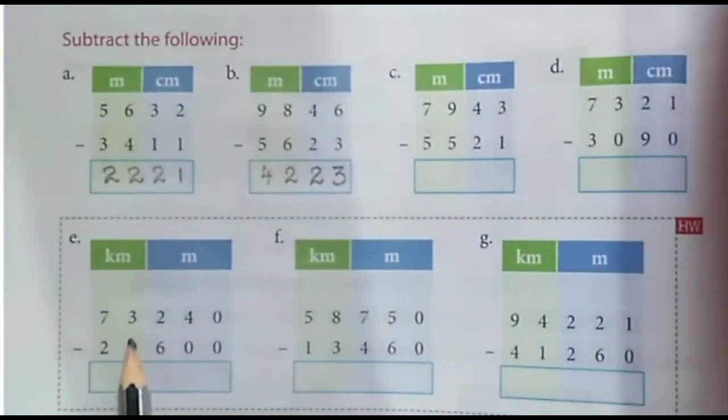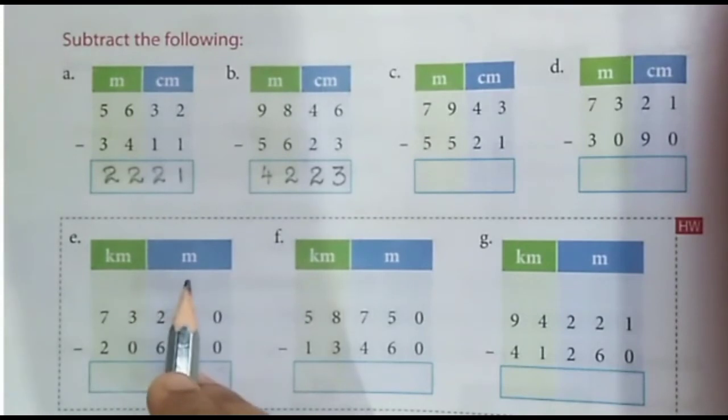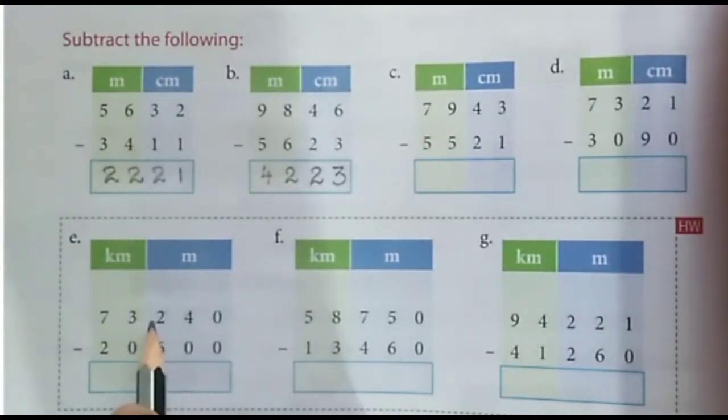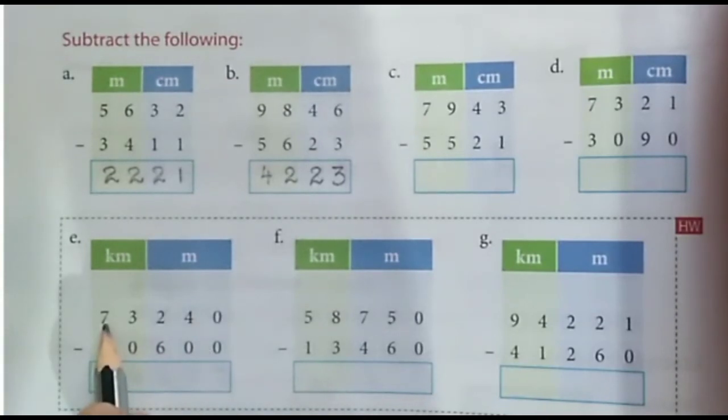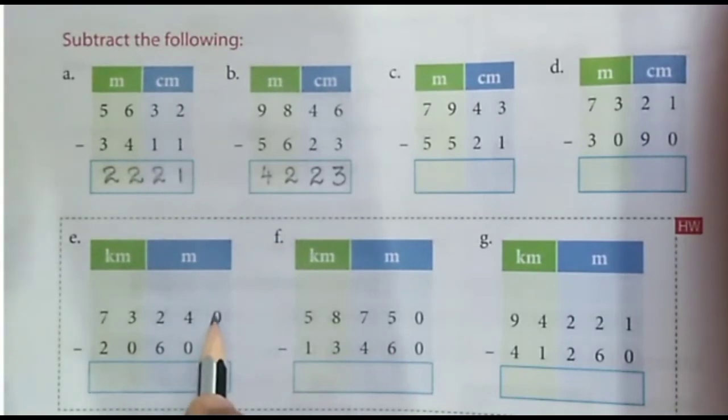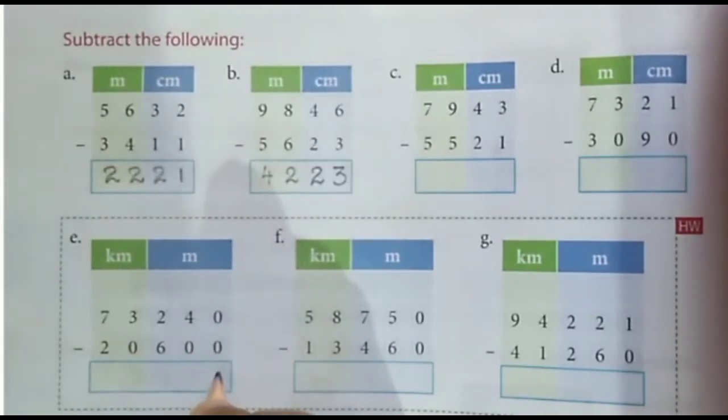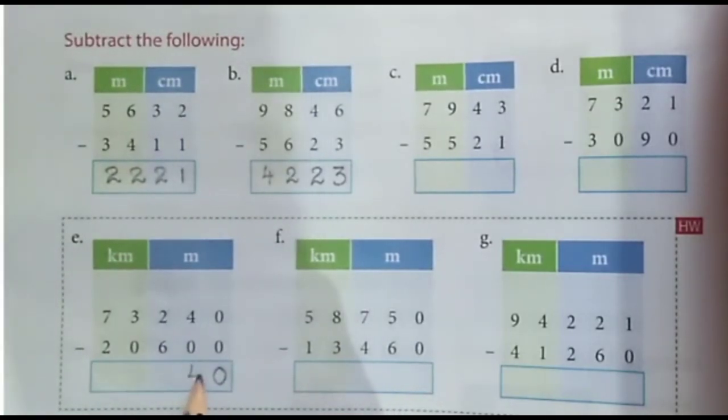Now we can learn how to subtract the numbers if it is given in kilometers and meters. If the numbers are given in kilometers and meters, first we have to subtract the meters. So here the question is 73 kilometers, 240 meters minus 20 kilometers, 600 meters. First we have to subtract the meters. So subtract 0 minus 0, the answer is yes 0. 4 minus 0, the answer is yes 4.